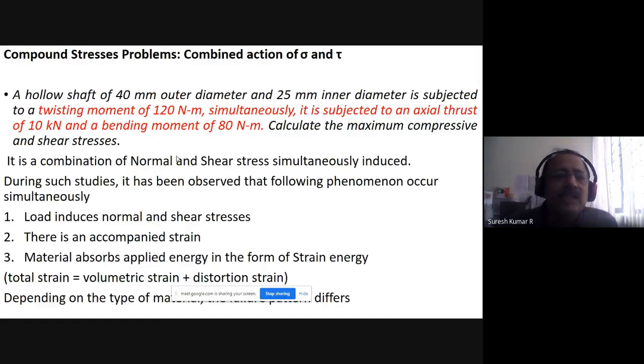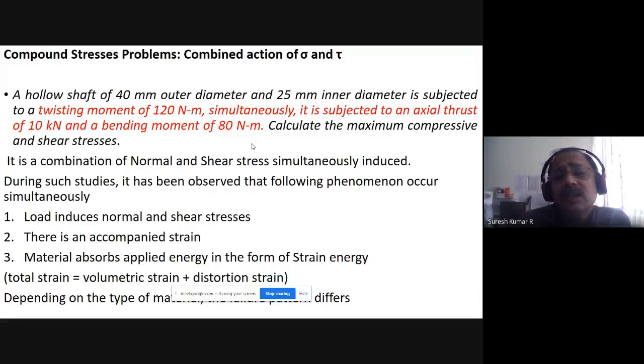But if we take an example where I have both normal as well as shear. Here you can see there is a twisting moment of 120 Newton meter. That means torque is there, so torsional shear stress is induced. There is also an axial thrust and bending moment. Again, there is a combination of axial and normal stress. Bending moment also produces normal stress. So there is a combination of normal stress as well as shear stress.